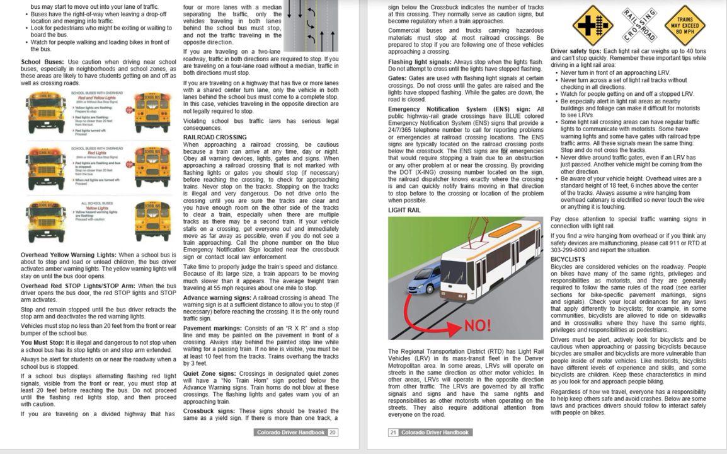The ENS signs are for emergencies that would require stopping a train due to an obstruction or any other problem at or near the crossing. By providing the DOT XING crossing number located on the sign, the railroad dispatcher knows exactly where the crossing is and can quickly notify trains moving in that direction to stop before the crossing or location of the problem when possible.